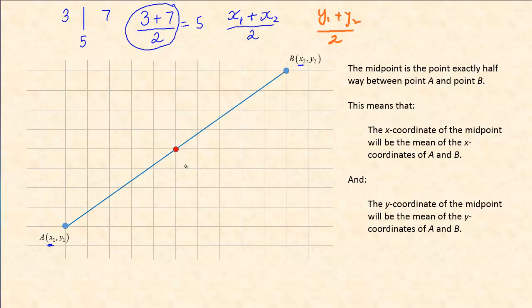So our midpoint here will have coordinates x1 plus x2 over 2 and y1 plus y2 over 2. The formula is useful to remember, but I usually just think of this as the average of the x-coordinates and the average of the y-coordinates.